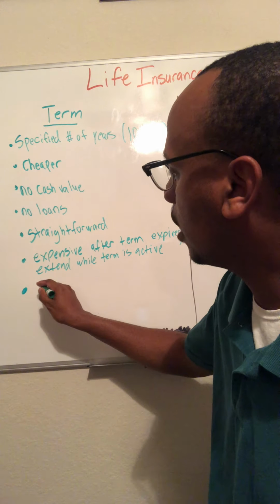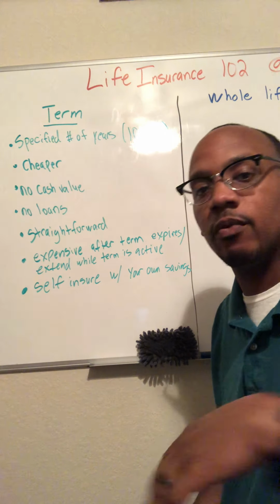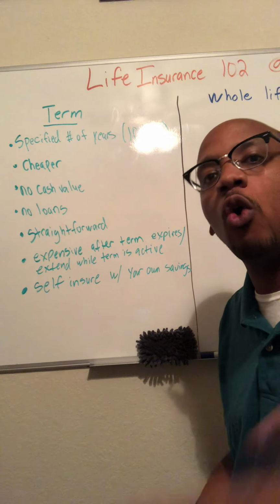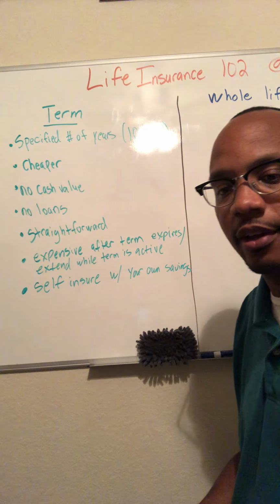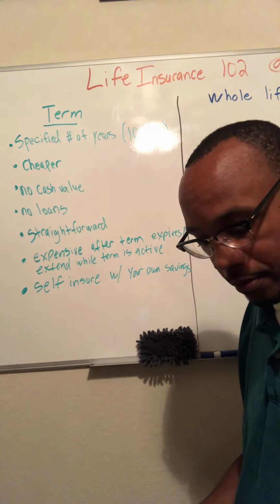Or if you paid up your funeral expenses, I got my whole service paid for. I got the plot paid for. I got everything paid for. Well, there goes the burial expenses that you would have had. So you can self-insure with your own savings as opposed to whole life. When we get to the other side, people treat whole life like a savings account. All right. And just some last things to remember about term.